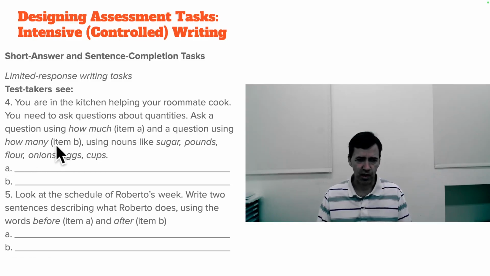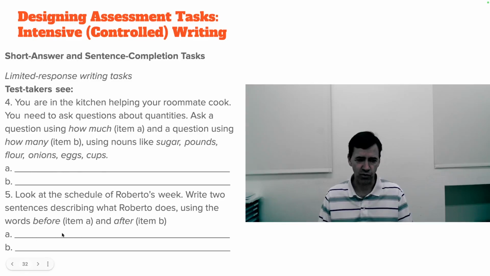And then you need to say how many for item B, and then they give you some examples. You can come up with your own words if you want. So how many, and you can see we're testing the grammar, how much and how many between countable and non-countable or uncountable nouns. Okay, and then number 5, look at the schedule of Roberto's week. Write 2 sentences describing what Roberto does using the words before and after.